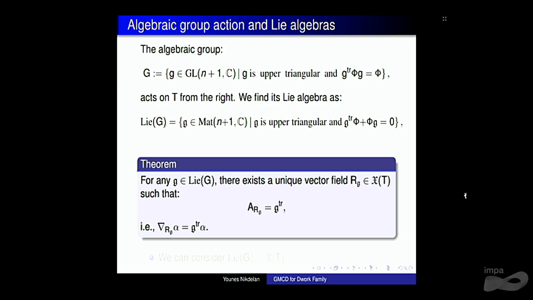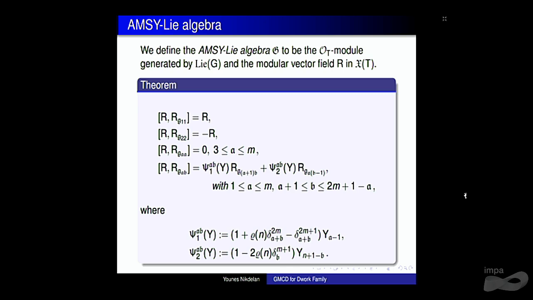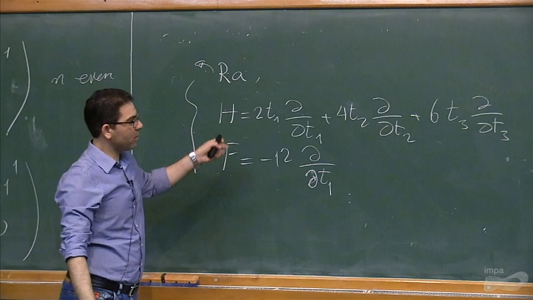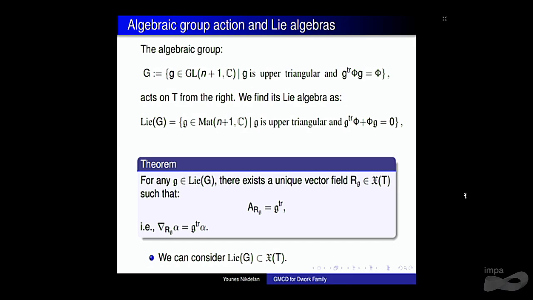So we can consider this Lie algebra as a subspace of the Lie algebra of vector fields of T. Hence, if you see in the case of the Ramanujan, we have the Ramanujan vector field as a vector in the Lie algebra that we are considering. But here, in this Lie algebra, all the matrices that we have are constant matrices. So we don't have the modular vector field R that we are considering yet in our Lie algebra.